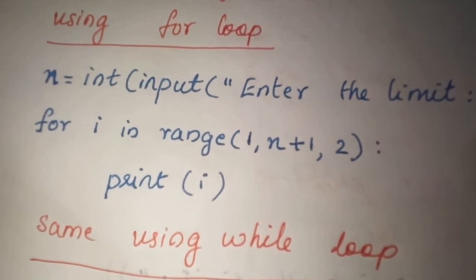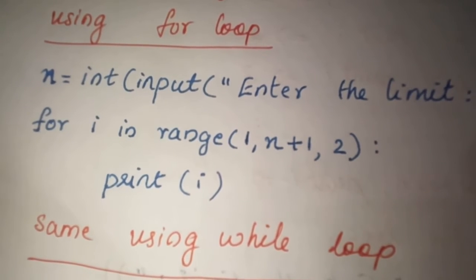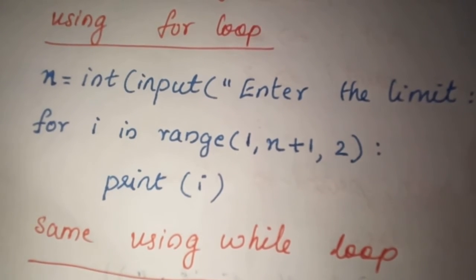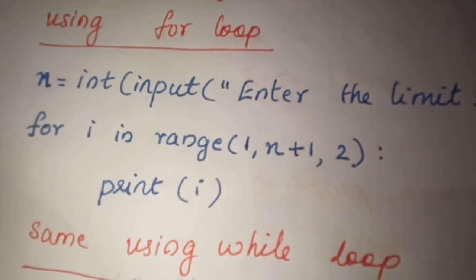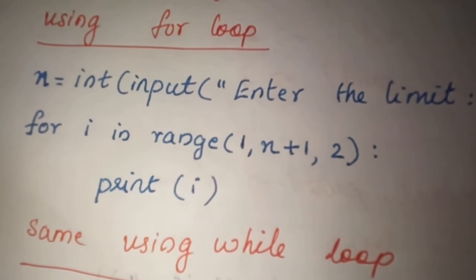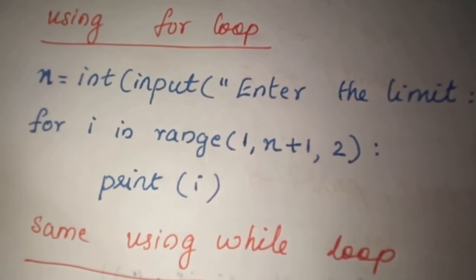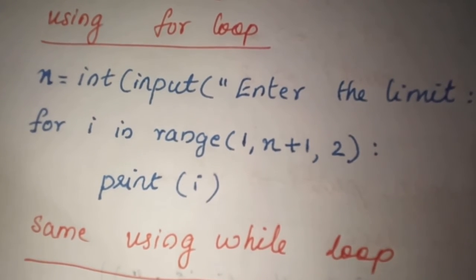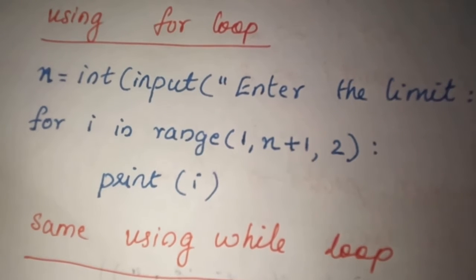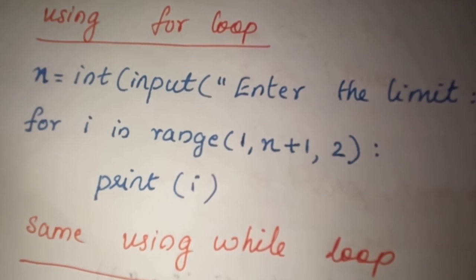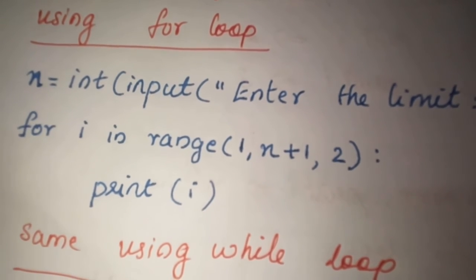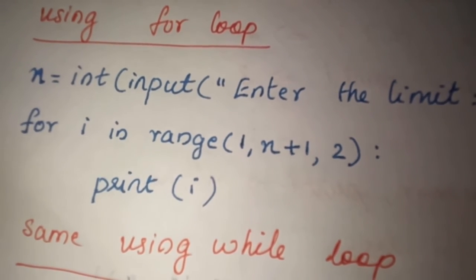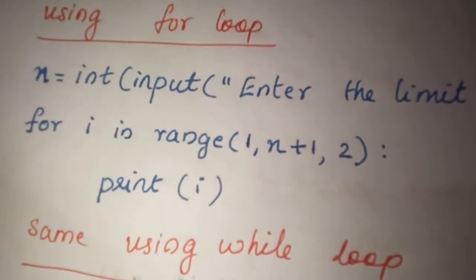So let's see. 1 is printed and it will take the second number from 1, which is 3. And it didn't reach n plus 1, so I will be printed, which is 3. Now it goes on taking the next second number, which is 5. 5 is printed. Now will it go and take the next number? No, because our n is 6 and if you take the second next number, which is 7, 7 is not in the range. So it will stop there. So 1, 3, 5 will be printed.